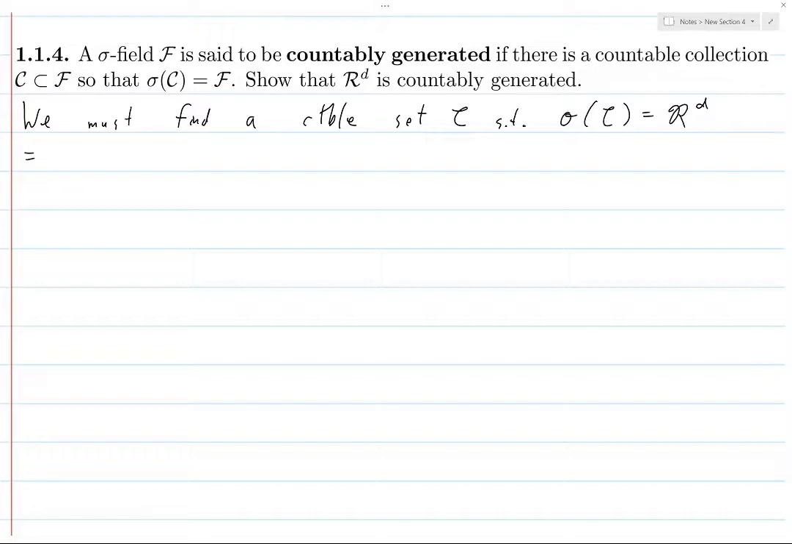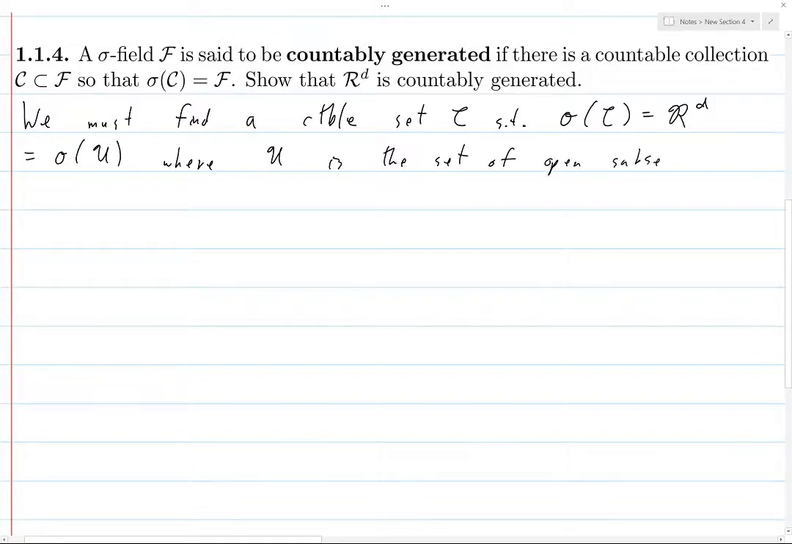Anyways, so this is the sigma field generated by U, where U is the set of open subsets of R^d. And of course, when I say open subsets, I mean open with respect to the standard topology. Okay, so let's try this set.